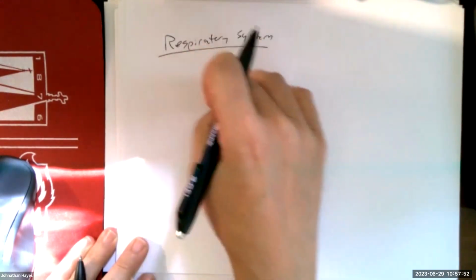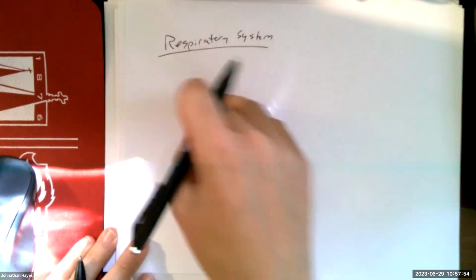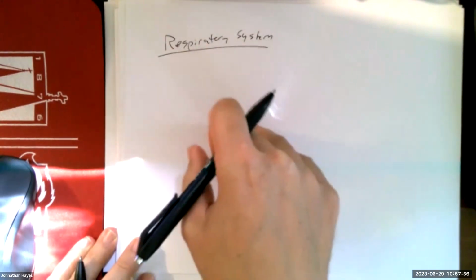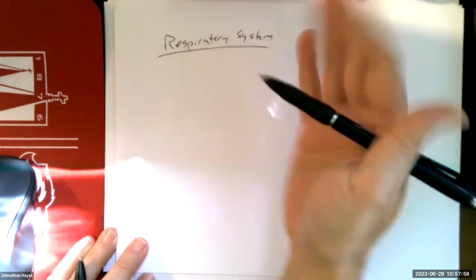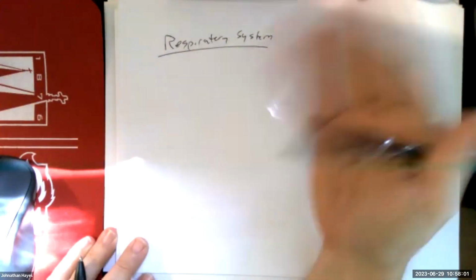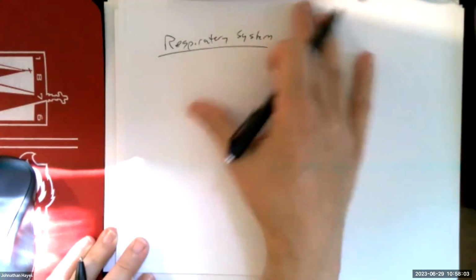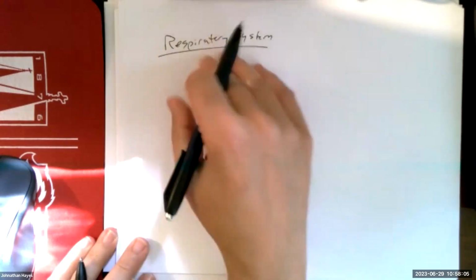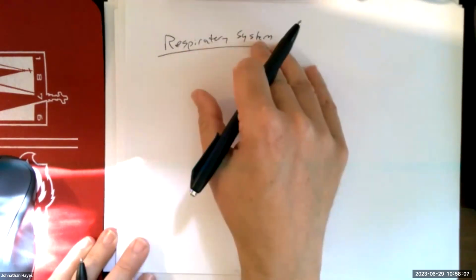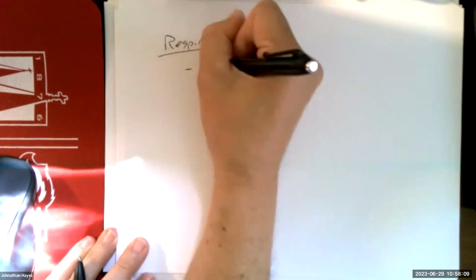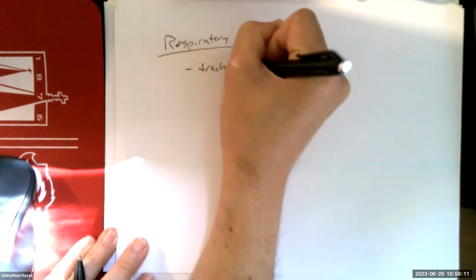External is like going from the lungs to the blood. Internal is going from the blood to the cells. Cellular is within the cells themselves. And then you just flip that, and the CO2 goes out, the oxygen is going to come back in, all that jazz. But the respiratory system has two main components. You have the airway, which is the tracheo-bronchoalveolar system.